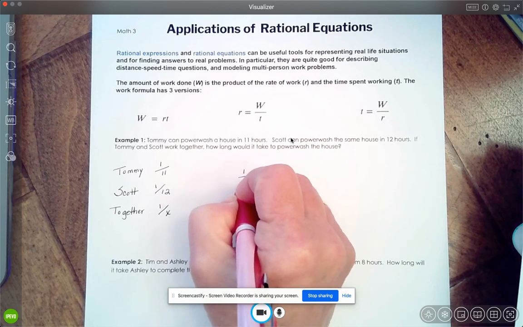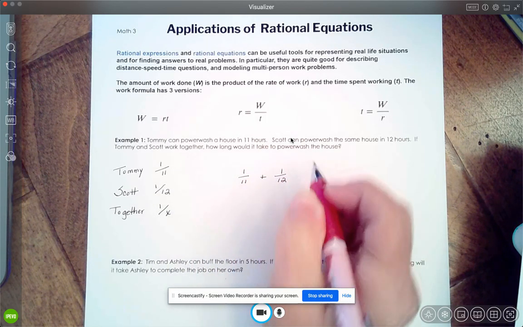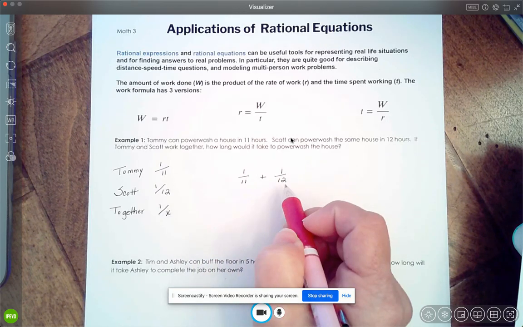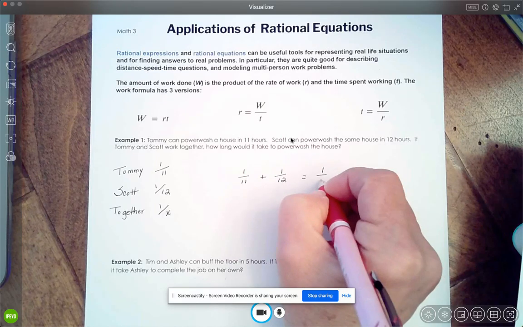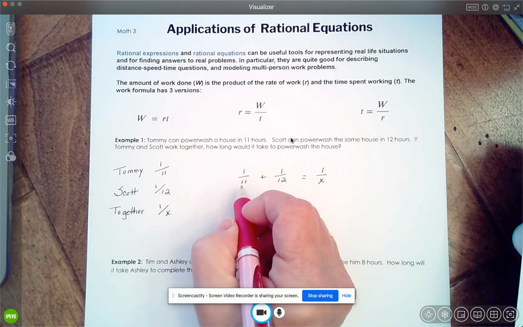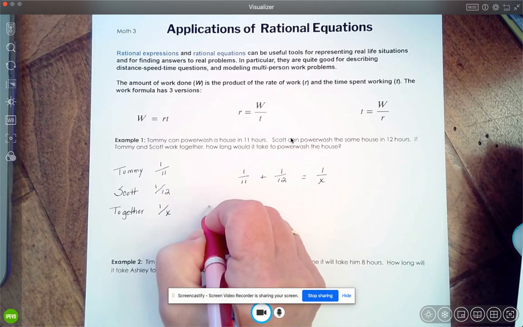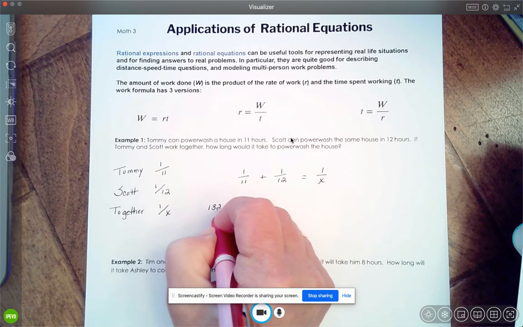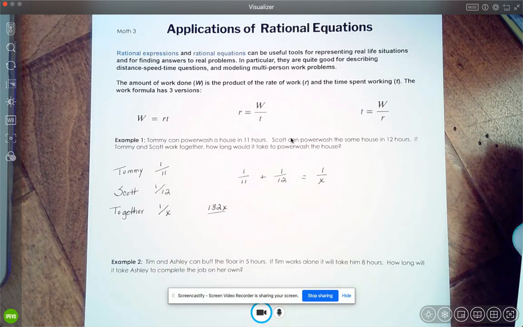So I'm going to put 1 over 11 plus 1 over 12, Tommy's time, Scott's time, and then we want to know if they work together, how long would it take them to do that? So yesterday we could see that we need to get a common denominator. My common denominator is going to be 132x. And I'm just going to put that over there on the side so I can remember that.